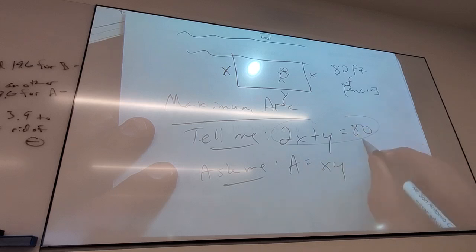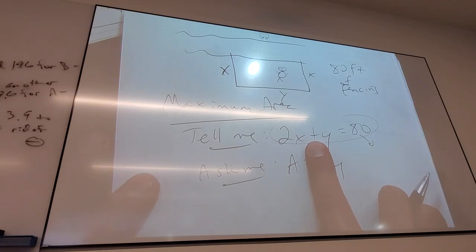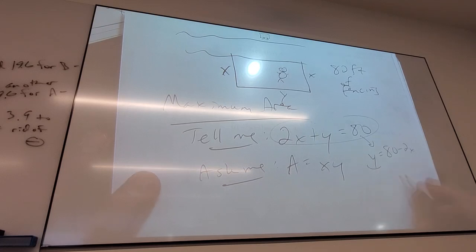When you solve this, what do you get? 80 minus 2x. It's not time, so division isn't going to help us out. 80 minus 2x. And of course, now I know what y is. Now, listen, I don't blame you for asking, we don't know what y is. Yeah, I do. It's 80 minus 2x.